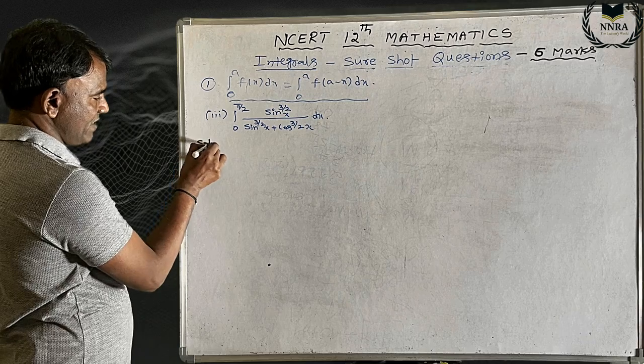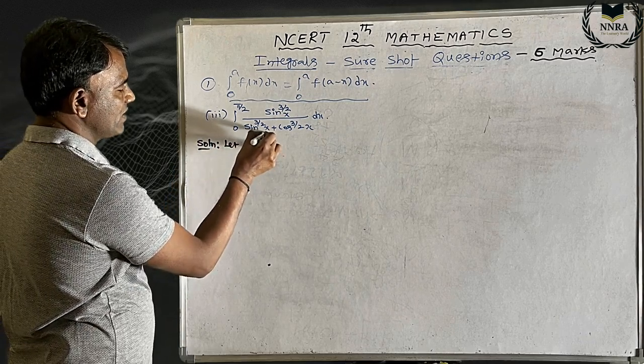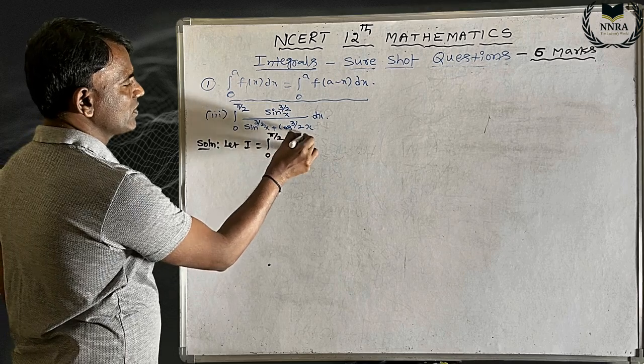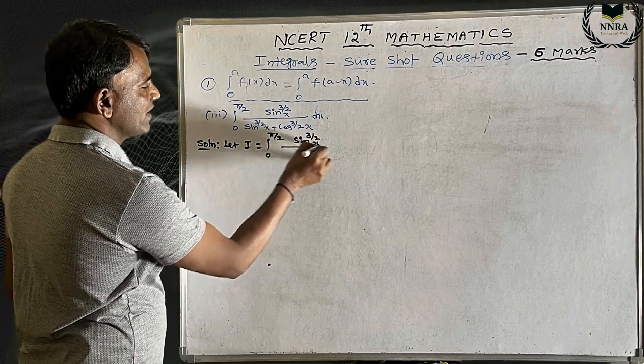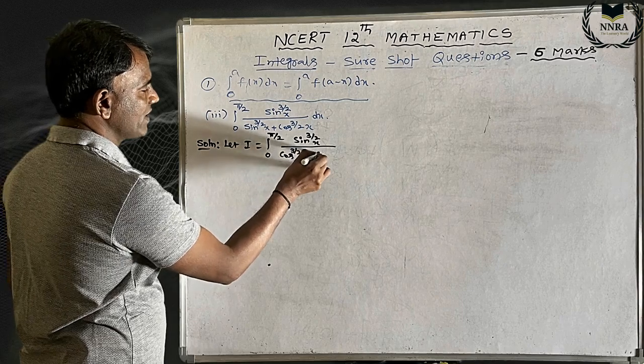So same as the previous question only. Let I equal integral 0 to pi by 2 sin power 3 by 2 x divided by cos power 3 by 2 x plus sin power 3 by 2 x.